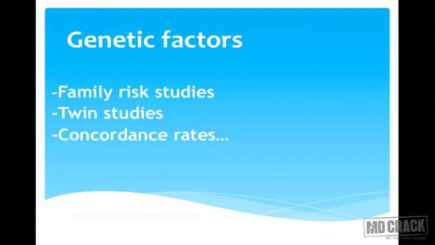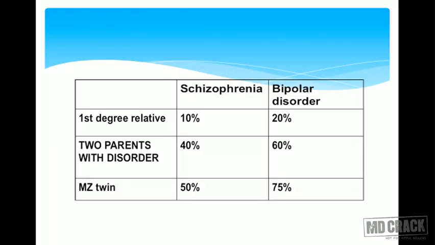We go on to discuss some genetic factors related to psychiatry. Family risk studies are important, twin studies are important, and the concordance rates for various disorders are already known. For example, for schizophrenia and bipolar disorder: in a first degree relative, the concordance rate for schizophrenia is 10%, whereas for bipolar disorder it's 20%. If both parents suffer with the same disorder, then for schizophrenia the concordance rate is 40%, and for bipolar it is higher, 60%.